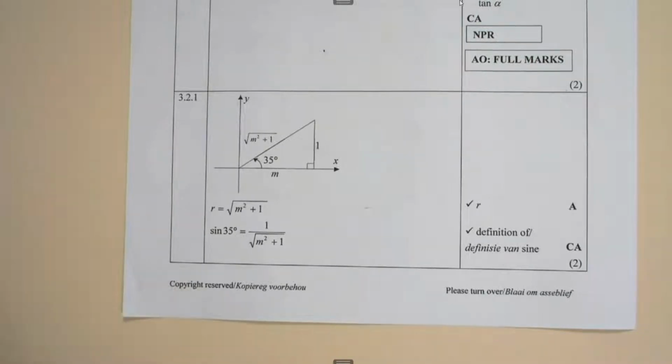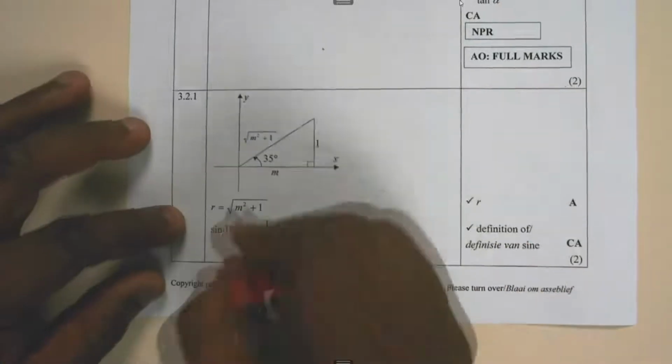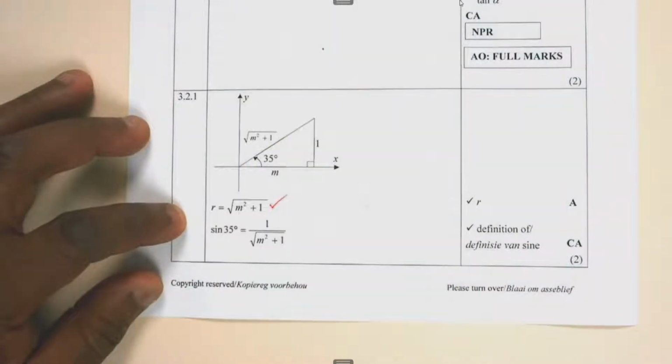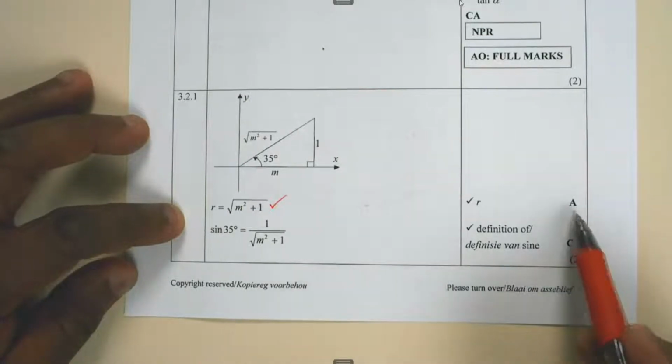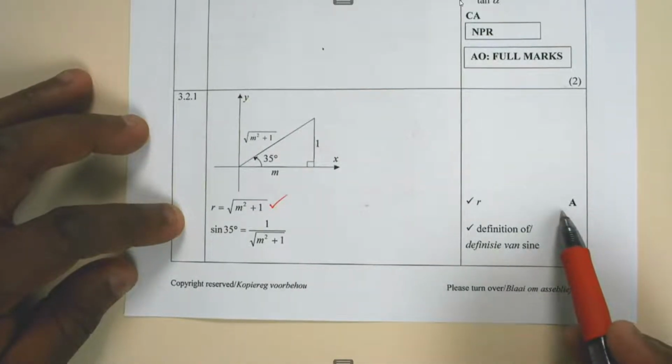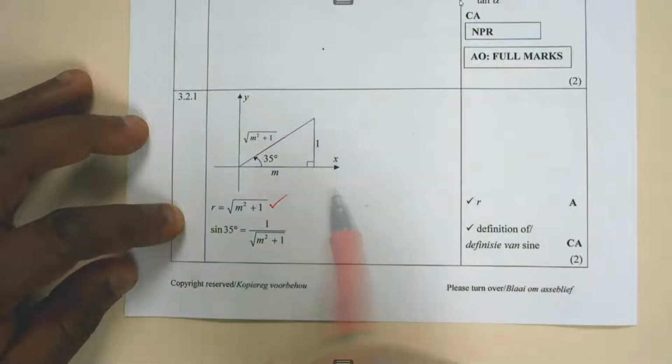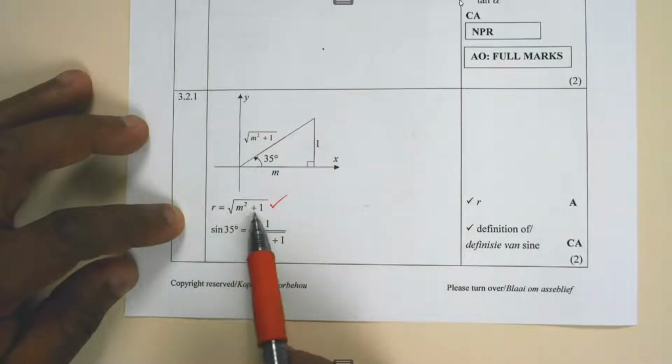3.2.1, you have to express the ratios in terms of M. Now the first mark will be for calculating R using the theorem of Pythagoras. And therefore this becomes your accuracy mark. This is your accuracy mark. You can't expect any answer except the square root of M squared plus 1.